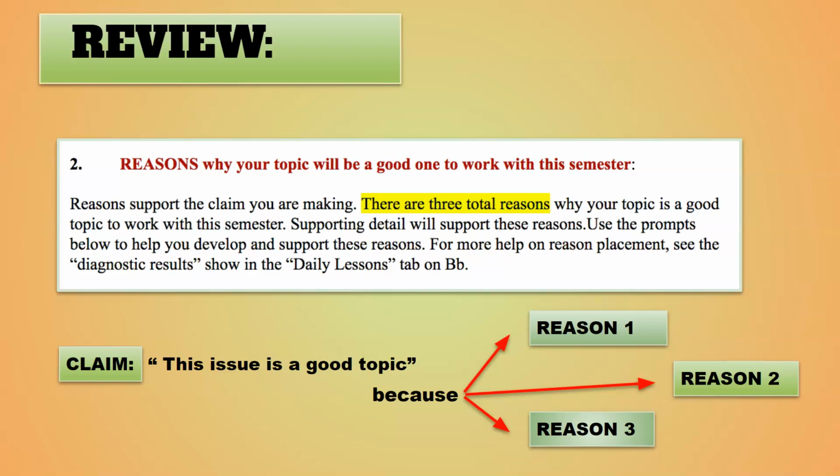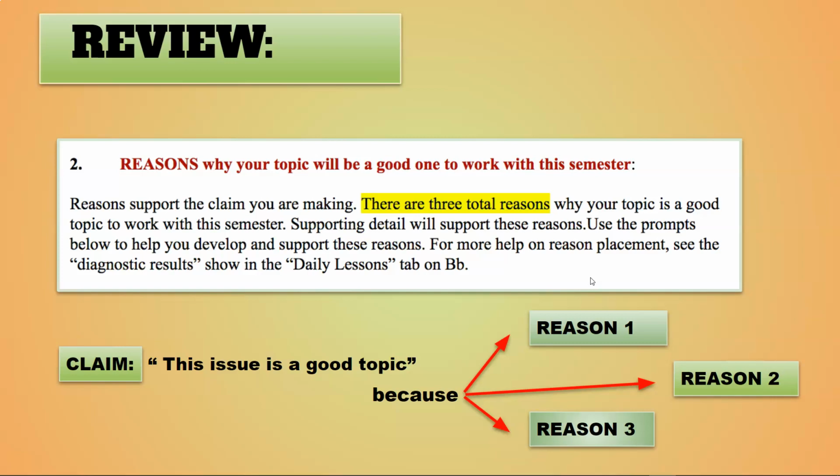So as a review, the reasons why your topic will be a good one to work with this semester. So you should be thinking about 3 total reasons that will make up your body paragraphs for your paper. So there should be 3 total reasons why your topic is a good topic to work with this semester. Supporting detail will support these reasons, and you can use the prompts and the guidelines to help with that.